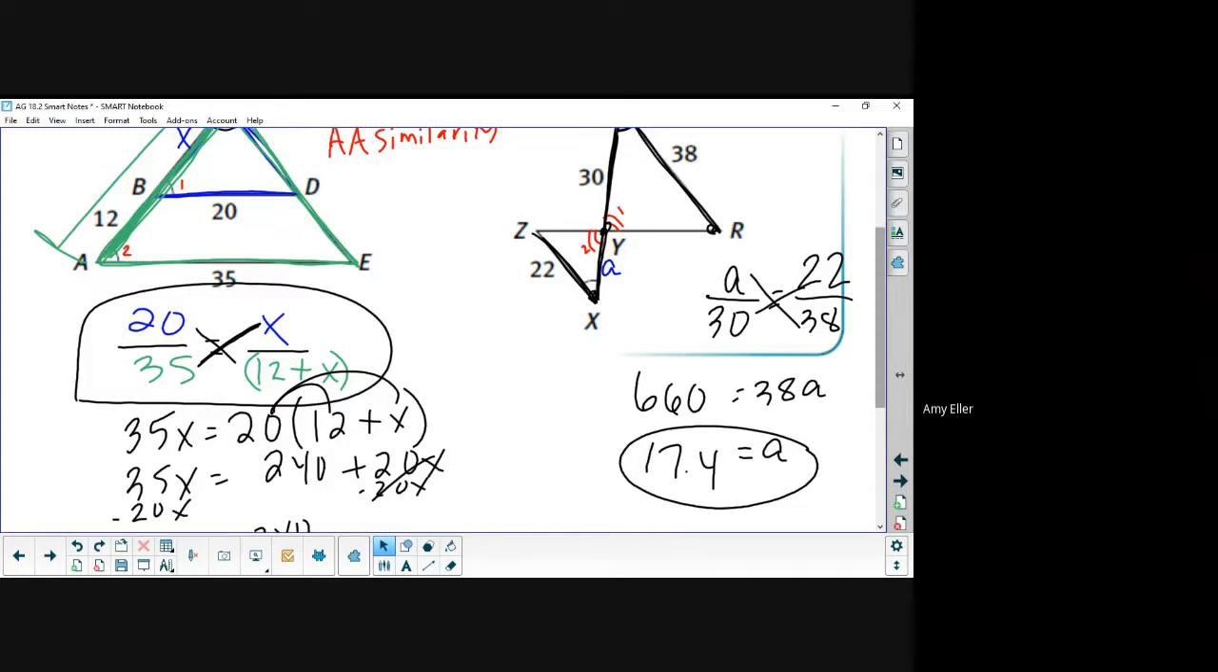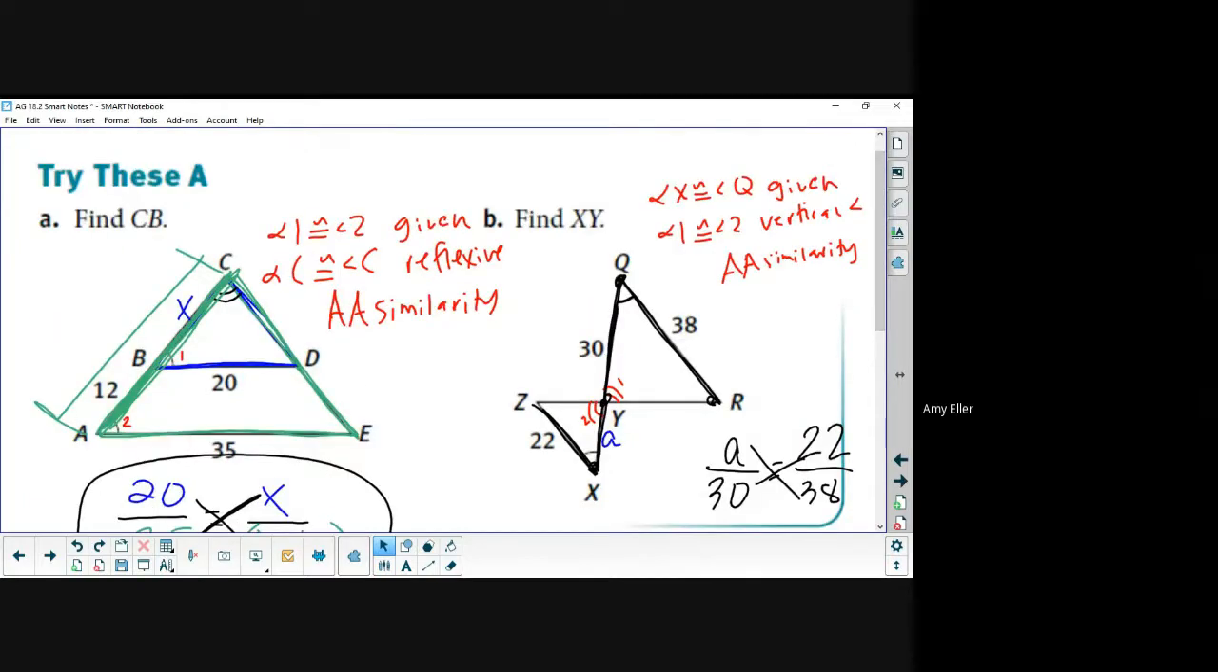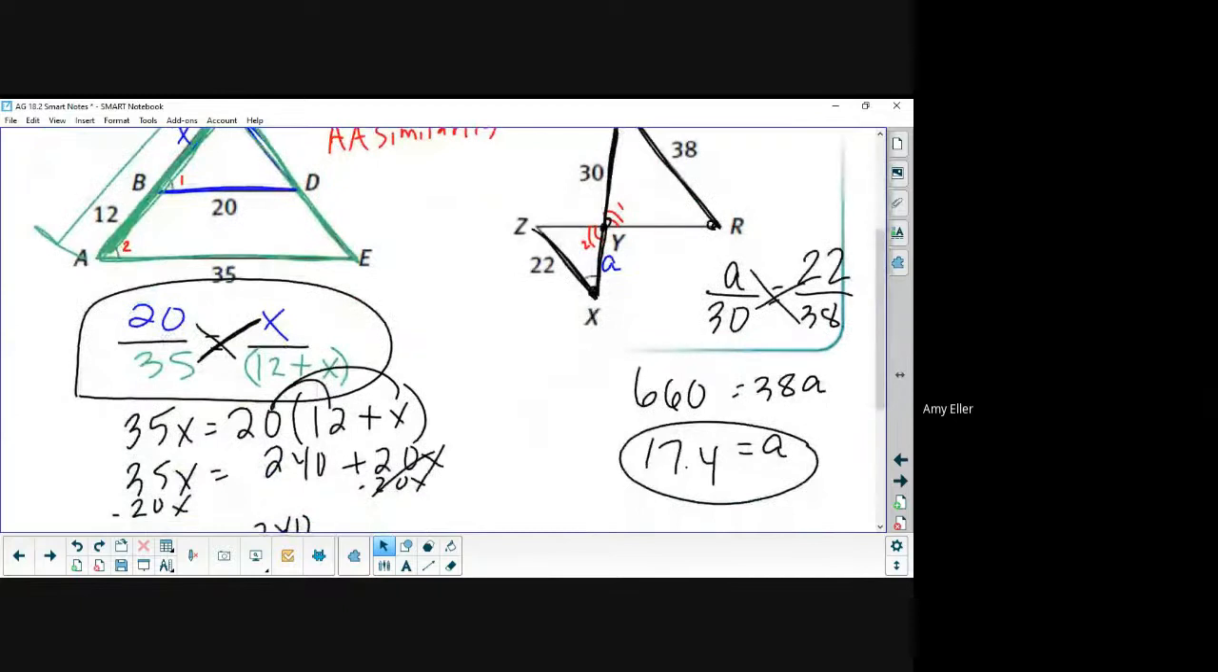We always want to go through these steps. We want to make sure they're similar. Usually AA comes up a lot. Once they are similar, start with any number you want and compare it to the other triangle. Then some algebra.